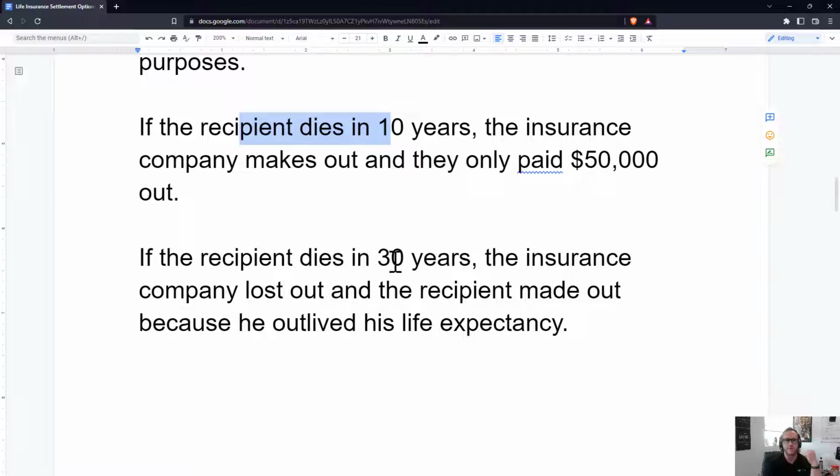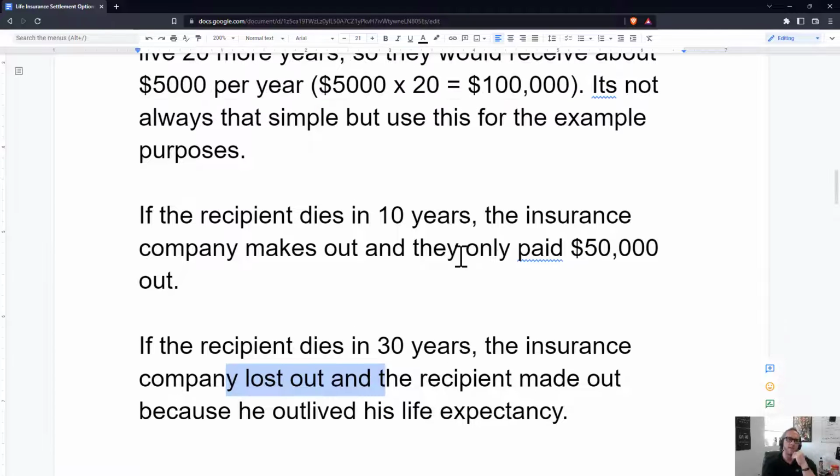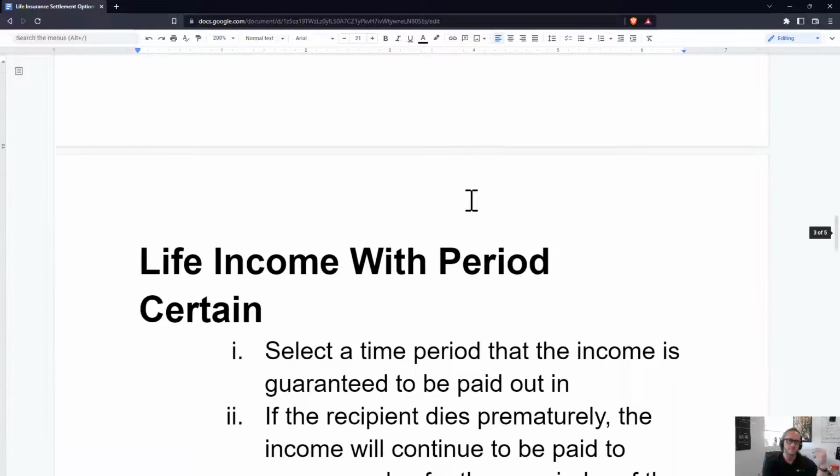Now, if the recipient dies in 30 years, the insurance company actually lost, and the recipient made out because he outlived his life expectancy. So if that's the case, then the insurance company actually paid 30 times 5,000, which is 150,000. So they actually lost out.